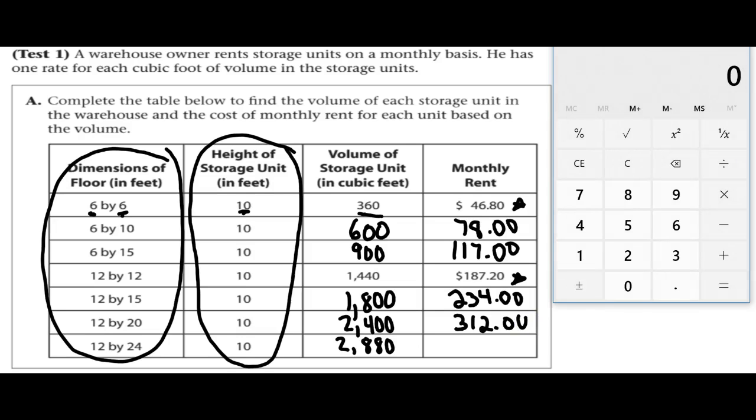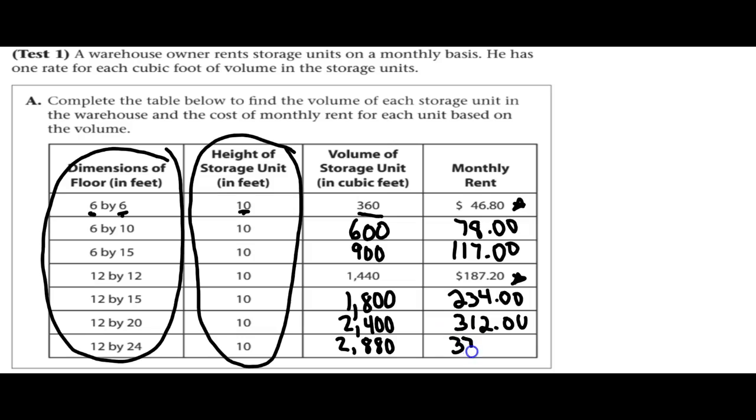And our final one, 2,880 cubic feet times 13 cents equals $374.40. So there is how much we would have to pay per month for each of those storage units. Okay, we took the monthly rent, divided it by the cubic feet in order to find the rate or price per cubic foot, which was 13 cents. So then for each of the remaining volumes, we multiplied the volume in cubic feet times 13 cents to find out the final price.